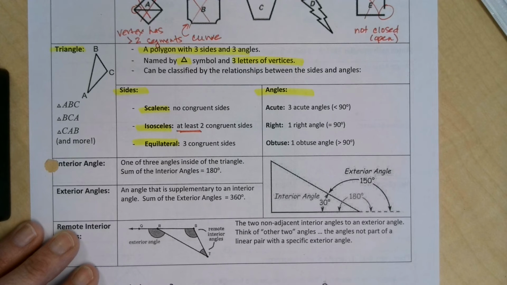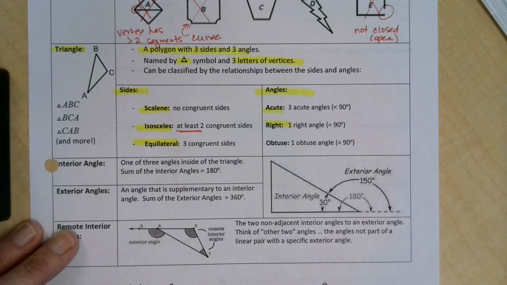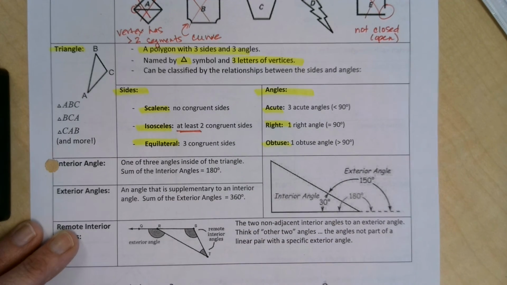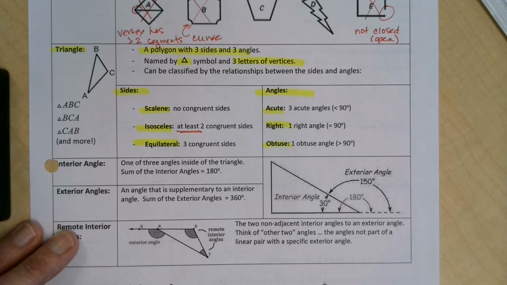If I classify my triangles by angles, I can have an acute triangle where all three angles are smaller than 90 degrees. I can have a right triangle where it has one right angle. Or I can have an obtuse triangle where one angle is greater than 90 degrees.